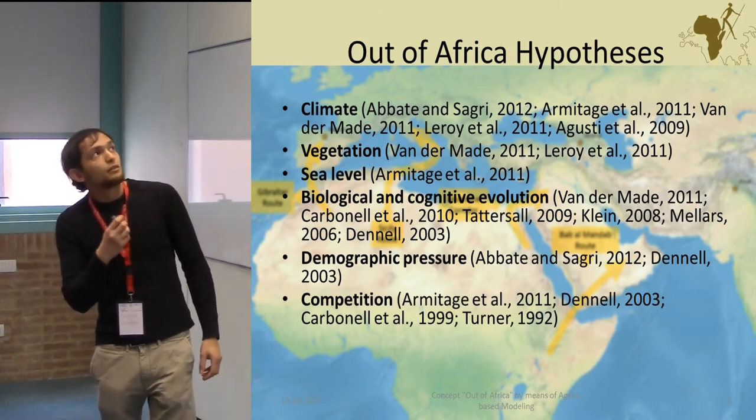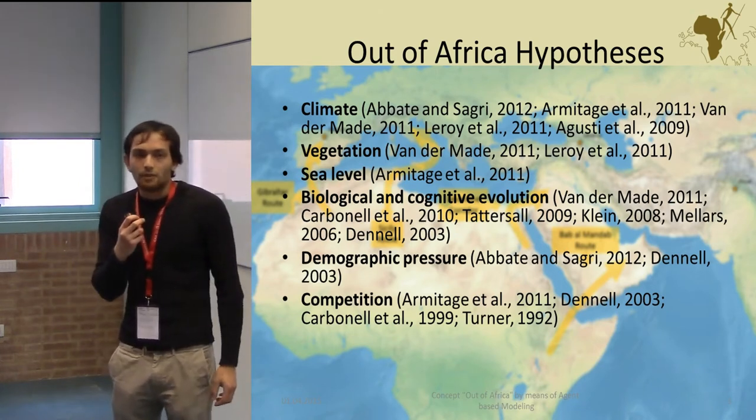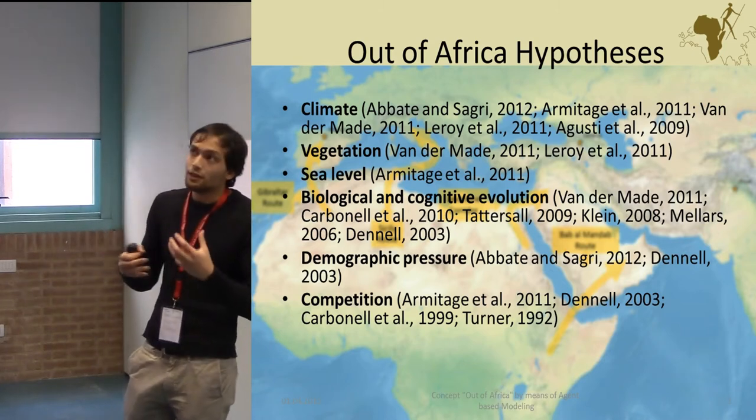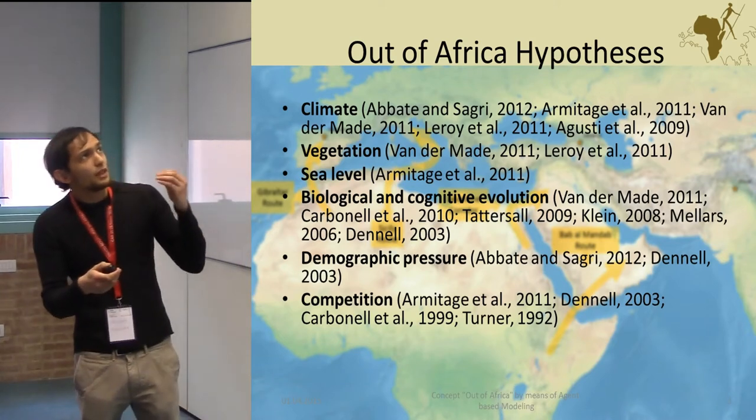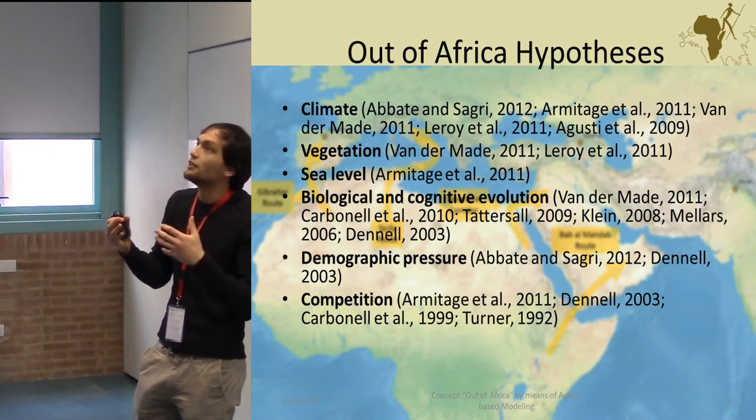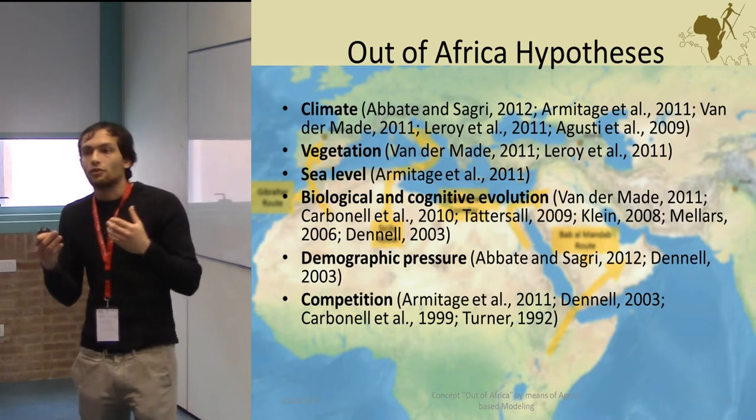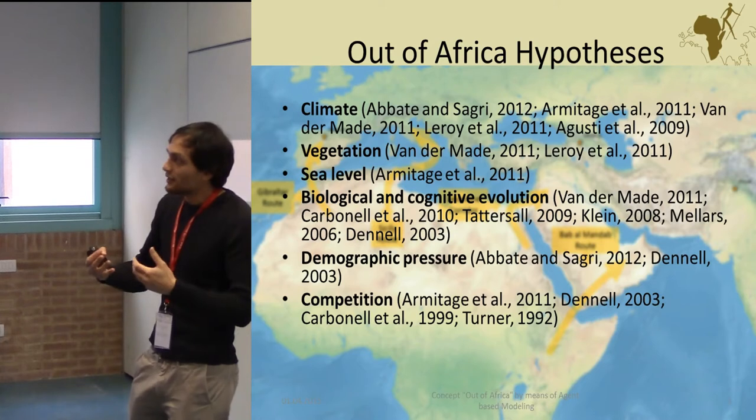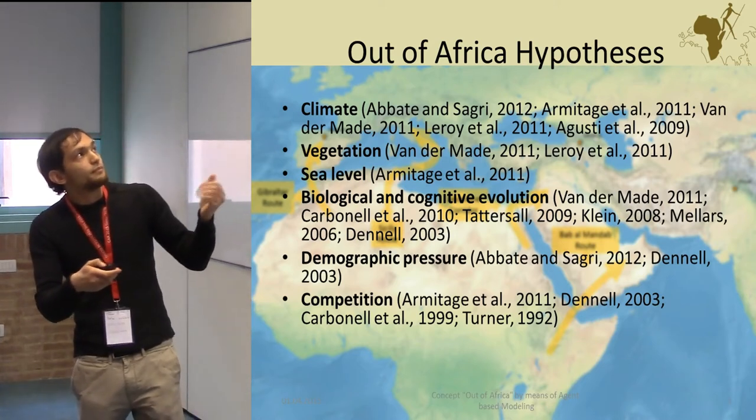Some say that competition is important. For example, the early hominins may have competed with carnivores for the same food resources, and that the extinction of certain carnivores in Eurasia, like for example large felids like Homotherium or Megantereon, this extinction event allowed them to disperse into Eurasia.